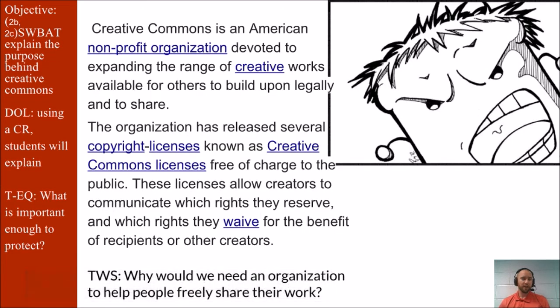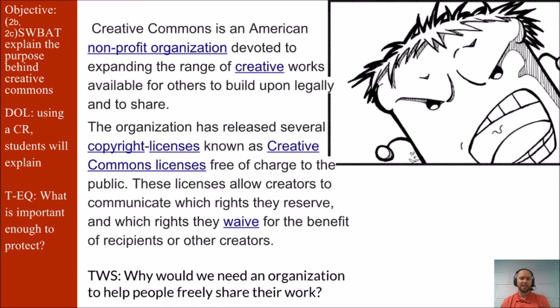So to begin, Creative Commons is an American nonprofit organization devoted to expanding the range of creative works available for others to build upon legally and to share. The organization has released several copyright licenses known as Creative Commons licenses, free of charge to the public. These licenses allow creators to communicate which rights they reserve and which rights they waive for the benefit of recipients or other creators. Think, Write, Share.